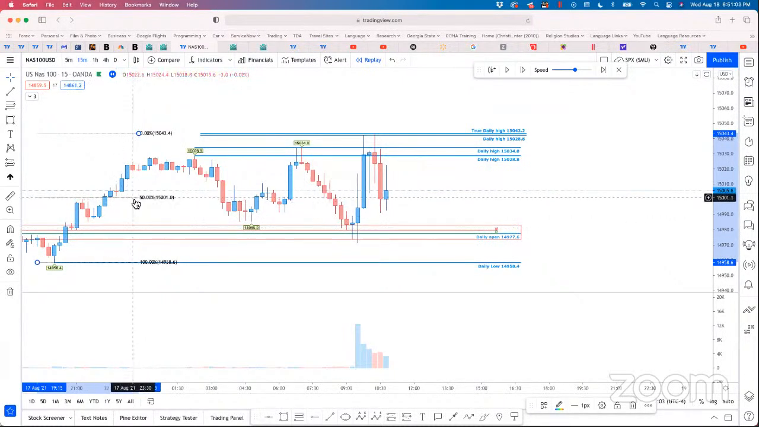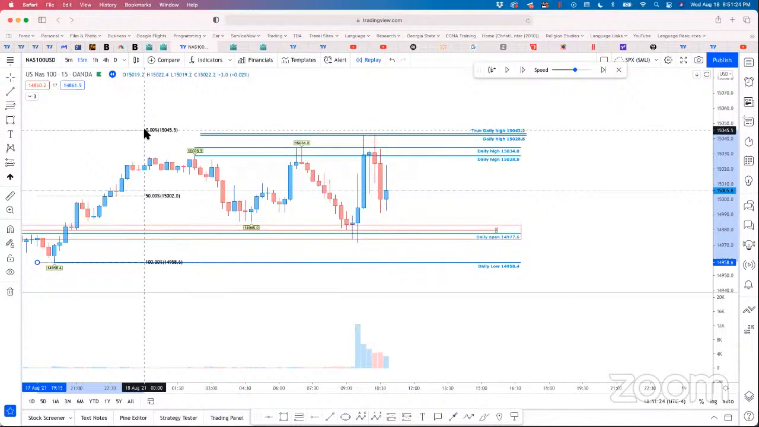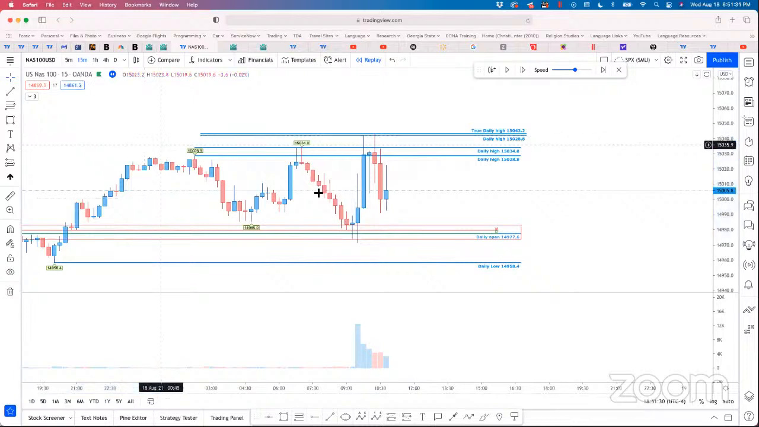Once we broke above this and once we made this high, we came back down to this, we bought. Once we made this high, at this time right here, we sold. Once we get above the 50, right? That's a premium or discount. So I won't go too much into detail, but just kind of understand that, right?